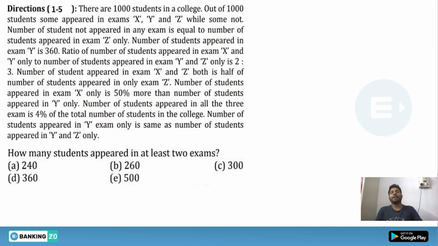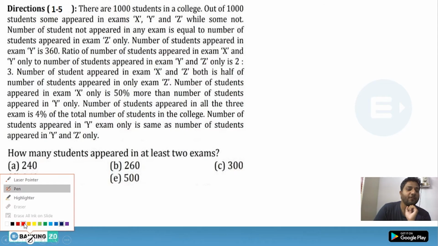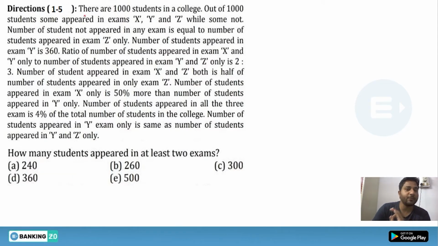Here comes the DI, Caselet DI. First of all, you need to understand that it is a lengthy kind of DI, but it isn't. The best way to tackle this kind of DI is to complete the data in your own way. Now we have found it is a Venn diagram. How can we solve this?